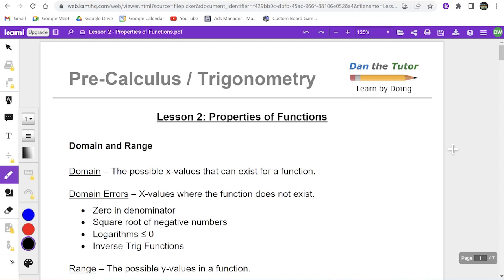So the first thing we're going to introduce is domain. Domain is all the possible x values that there can be for a function. This is the opposite of the range, which is going to be all the y values. Now, first, let's focus on the domain. Here's how you find it.